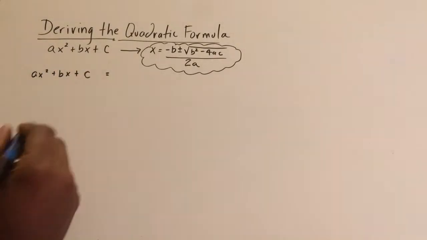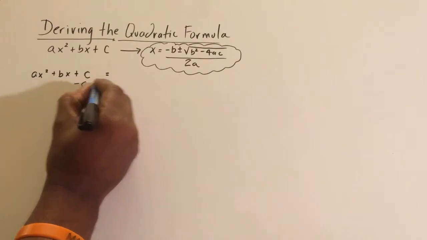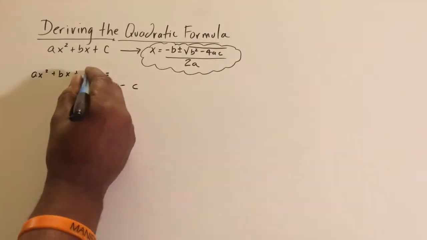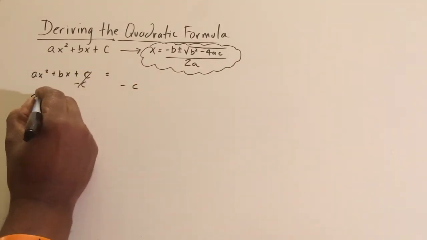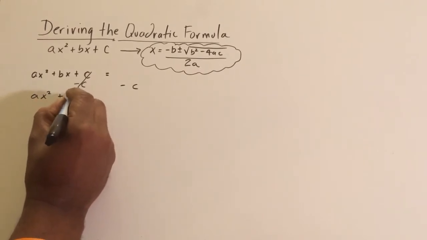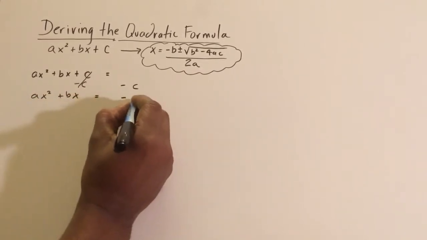Today we're going to learn how to derive the quadratic formula from the standard form of the quadratic equation. The first step is to subtract c from both sides. When we do that, we're left with ax squared plus bx equals minus c.